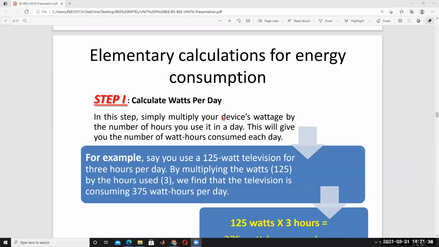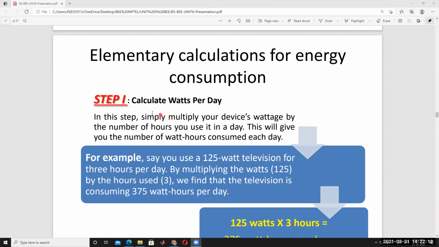So multiply by hours, first step. For example, an iron box is generally in the 150 to 200 watts range. How many hours is the iron box used? Just 1 to 2 hours. So multiply by the number of hours you use it in a day. This will give the number of watt hours consumed each day.